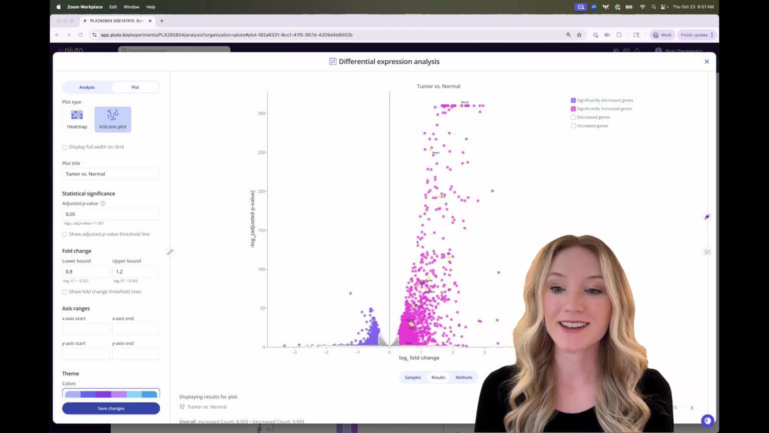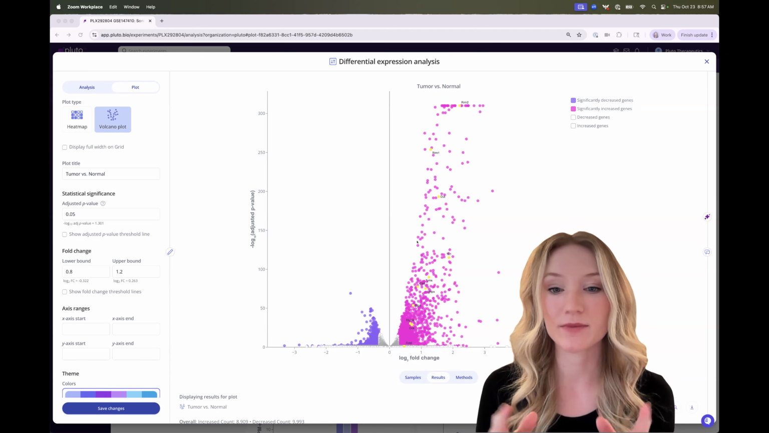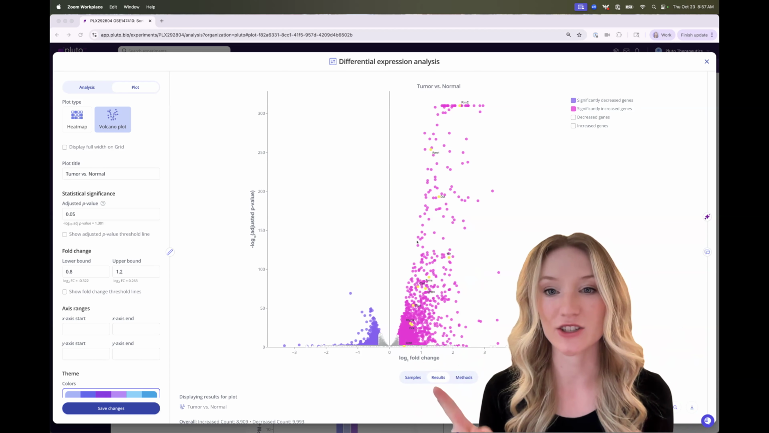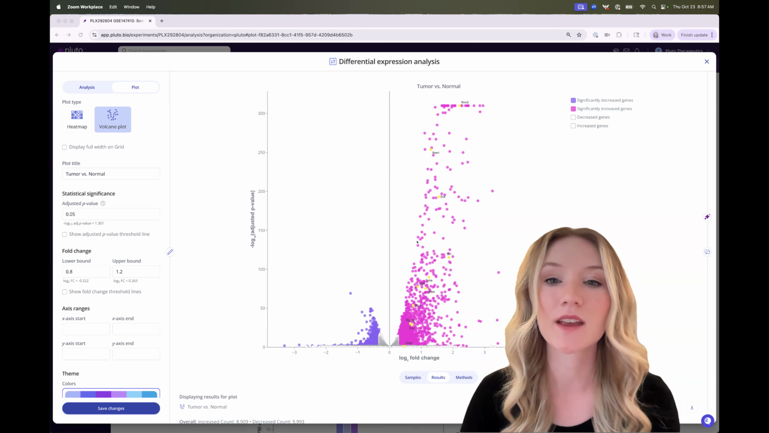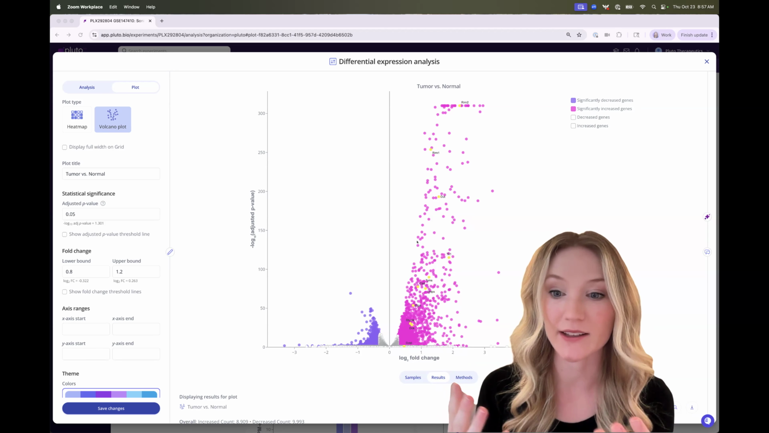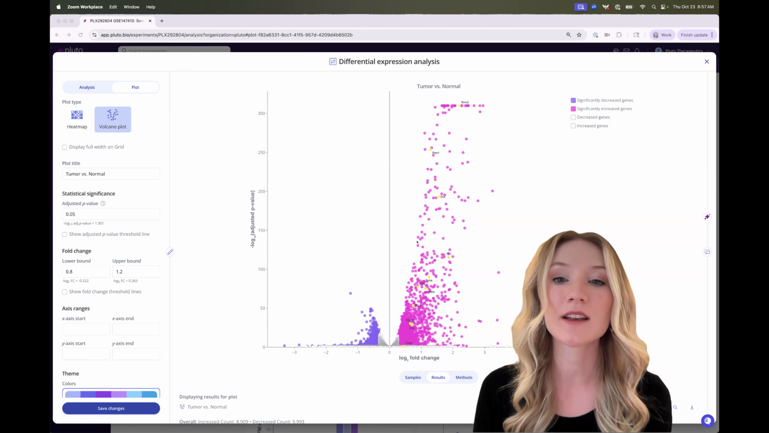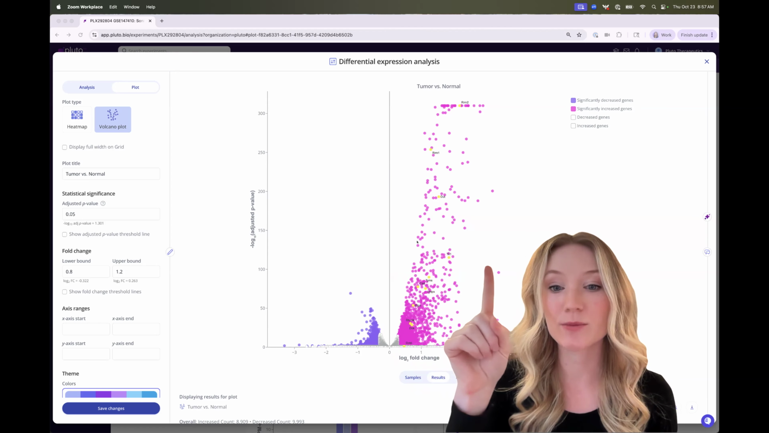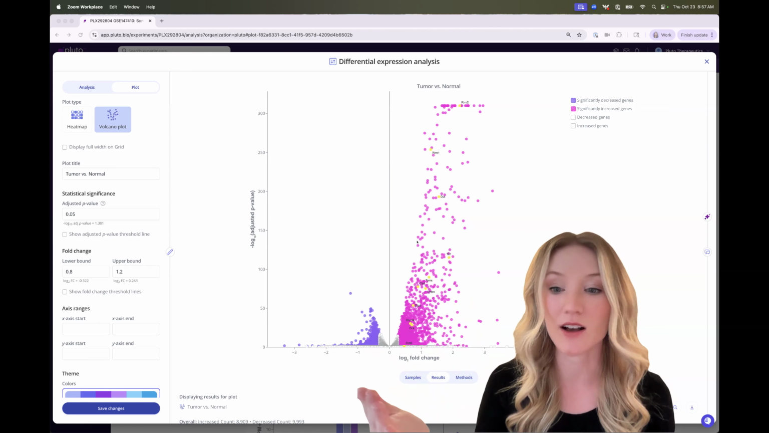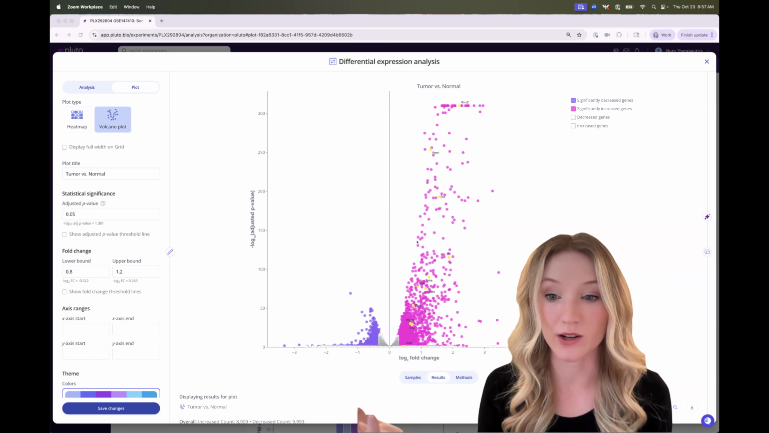This plot is practically useful in myriad ways, one of which is that these interesting genes along the edges and far up on the plot are ones that may be drivers of the pathology that we're looking at. So in this case, we're looking at a tumor condition versus a normal condition. So these interesting genes could be driving the pathology that causes that tumor, and are therefore also potential druggable candidates.